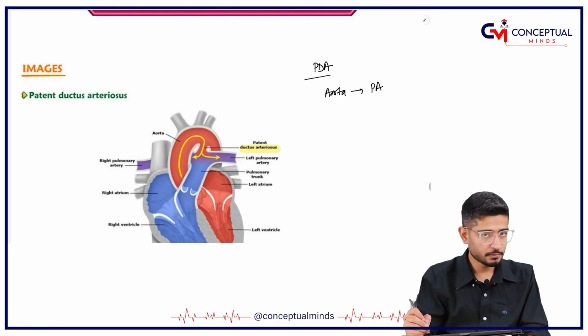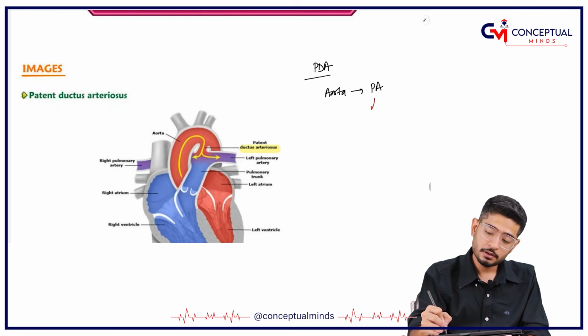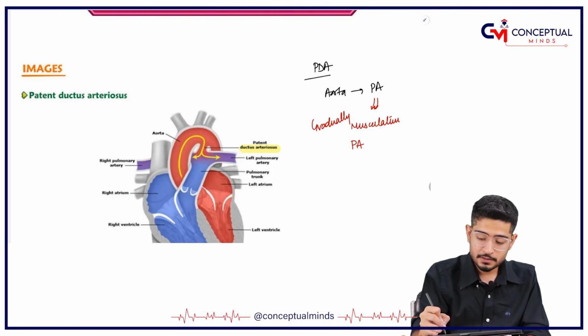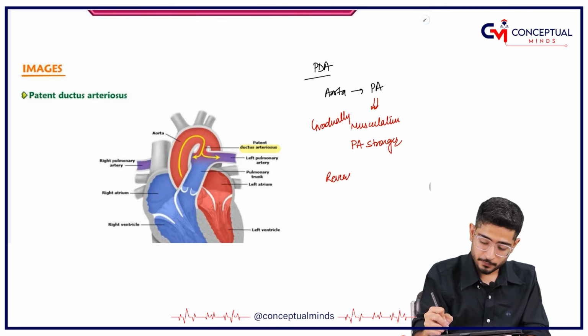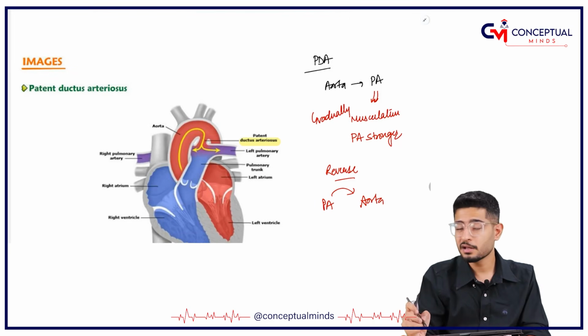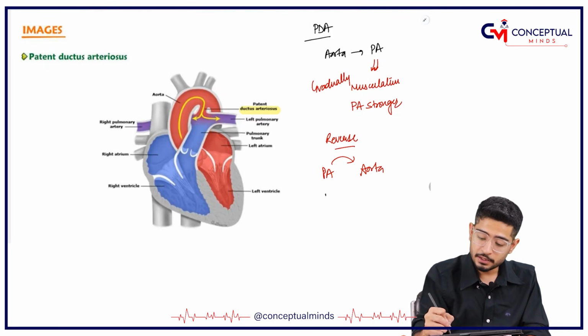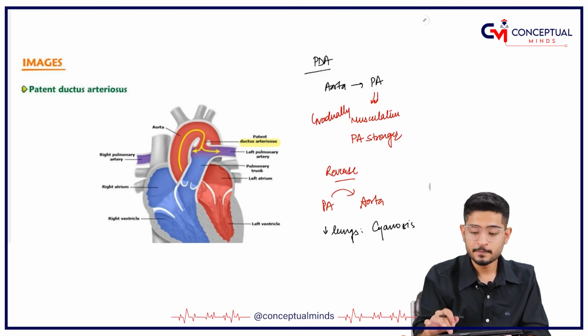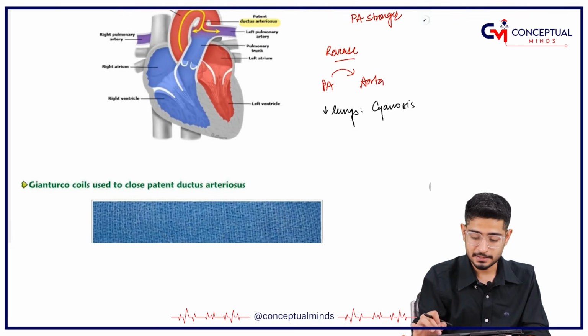Because it is going from the aorta to the pulmonary artery, gradually the musculature of your pulmonary artery is going to get stronger, and the reverse is going to happen. The pulmonary artery is now going to supply the aorta. This will lead to decreased blood supply to the lungs, and the patient might suffer from cyanosis. So this is Eisenmengerization.